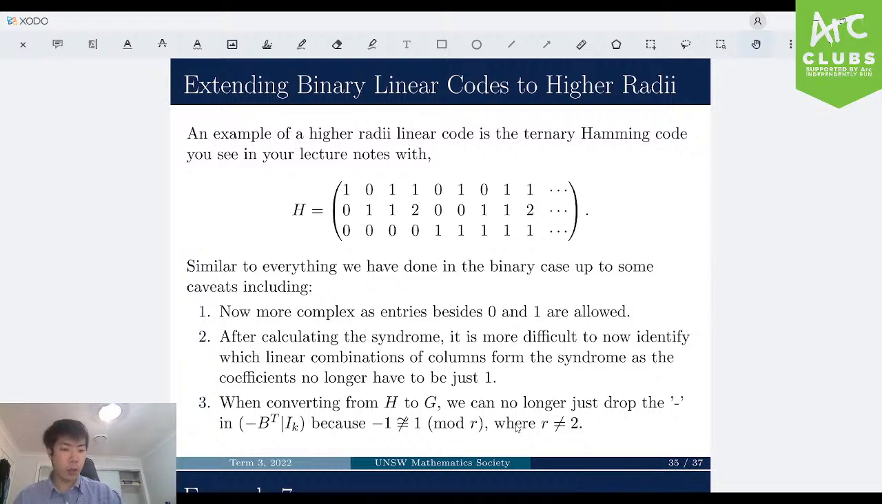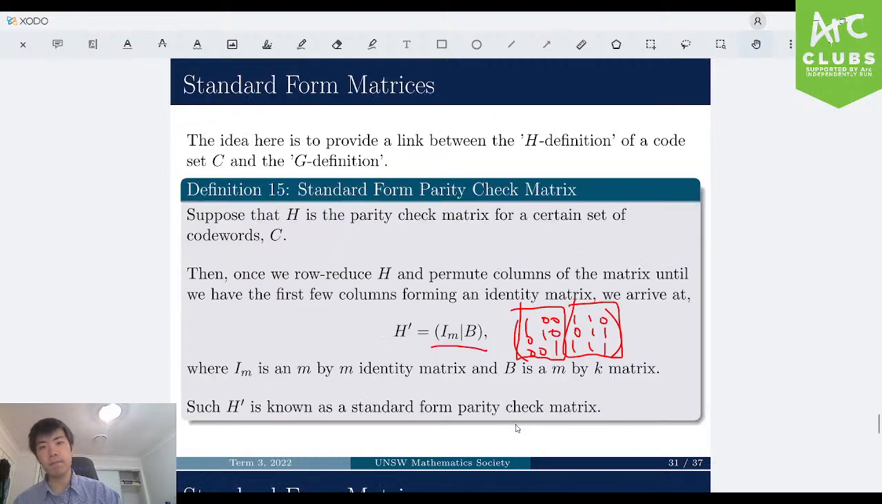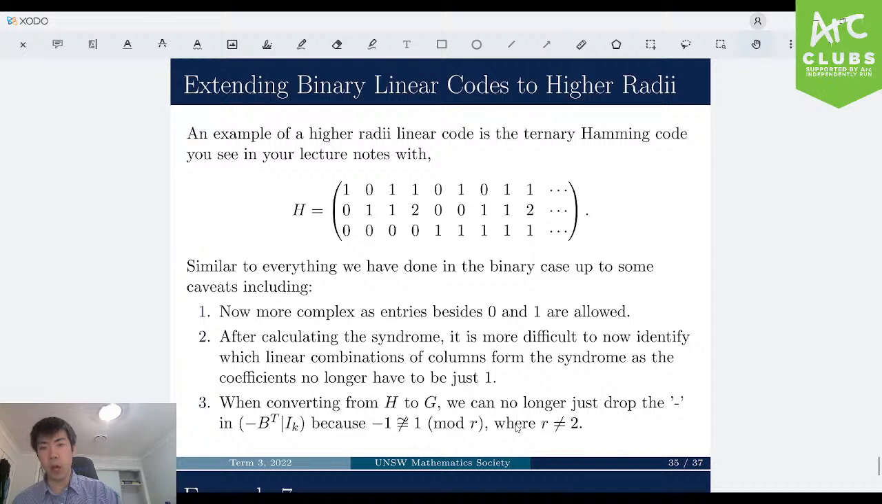Because if we go back to what we had previously, we had x plus the error in the first position plus the error in the second position, and so on. But now, on top of that, you can also have scalar multiples of these errors. For example, you could have x plus 2 times e_i plus 3 times e_j plus 1 times e_k, and so on. So on top of just looking at linear combinations where the coefficients are 1, you now also need to look at linear combinations where the coefficients are not 1. And that is another complication.